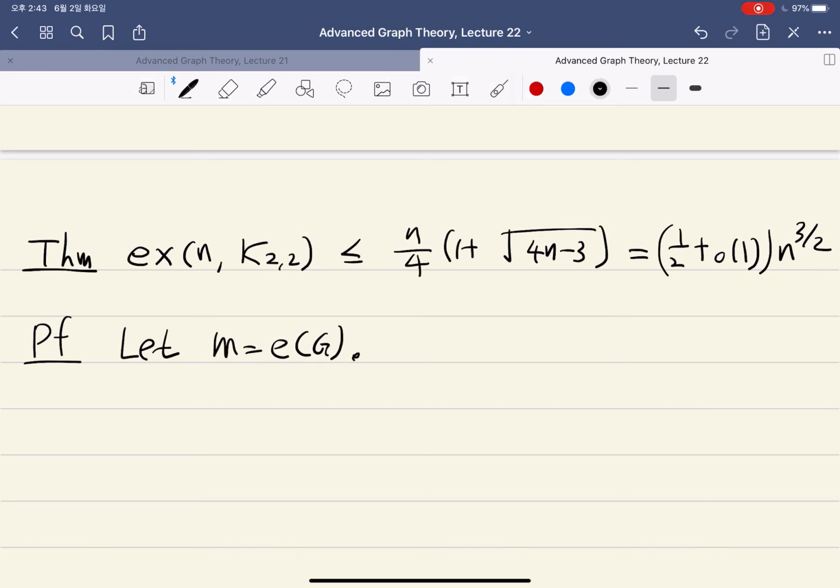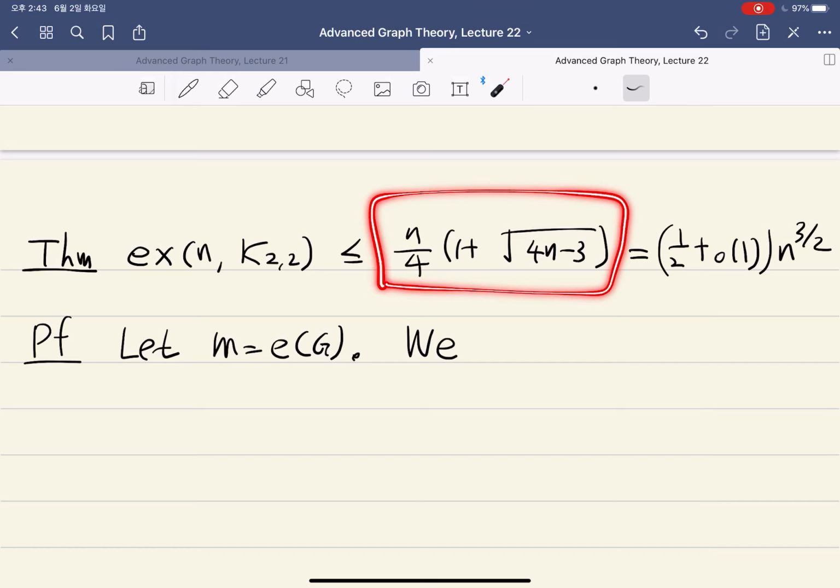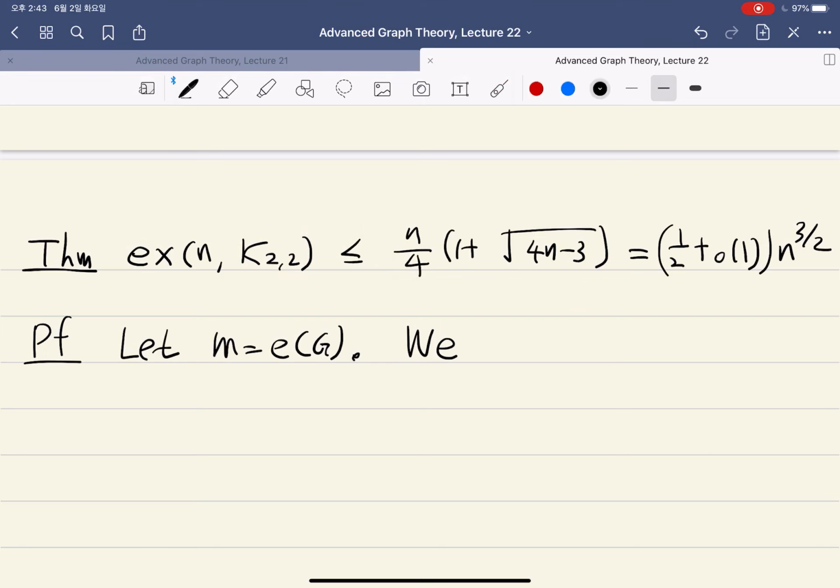So let's say m is the number of edges. And we want to show that if we have a graph with more than this many edges, then we have a K_{2,2}. Or in other words, if we have a graph with no K_{2,2}, then it has less than or equal to this many edges. So let's prove that if we have a graph with no K_{2,2}, then we can get this upper bound.